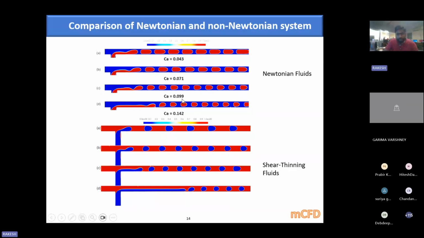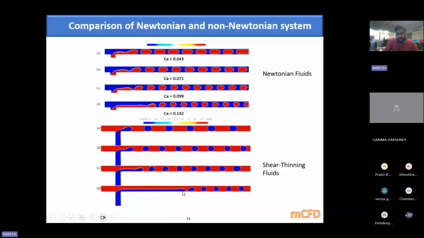But at the same time, we have taken the same model, and all the geometrical parameters were the same, only we went with the non-Newtonian case. So here we can see for shear thinning fluids, we have got a similar kind of trend, but with some different insights. With respect to Newtonian, when we are moving to shear thinning fluids, the droplet size was comparatively smaller than that of the Newtonian one. And at the same time, because of this non-Newtonian property, we can even see a different phenomenon as compared to the Newtonian.